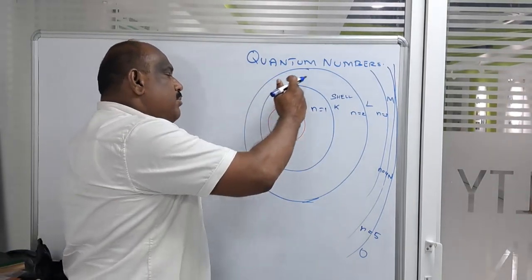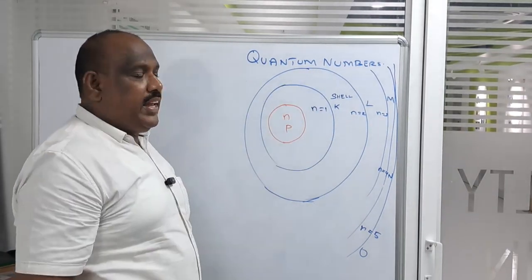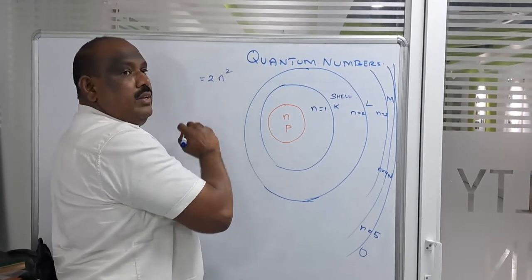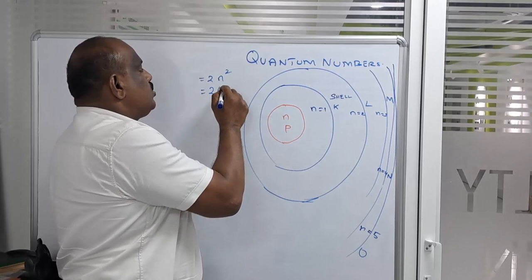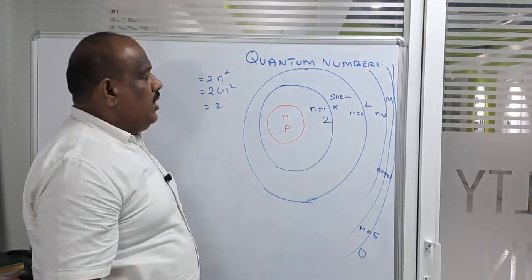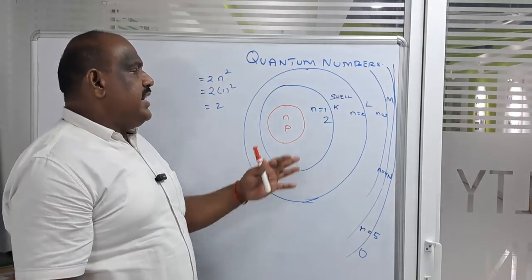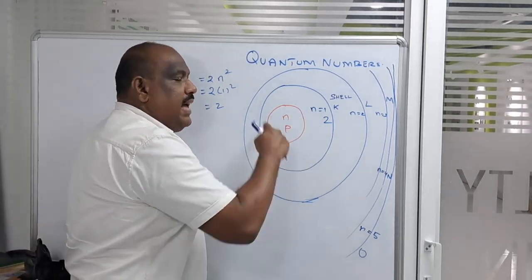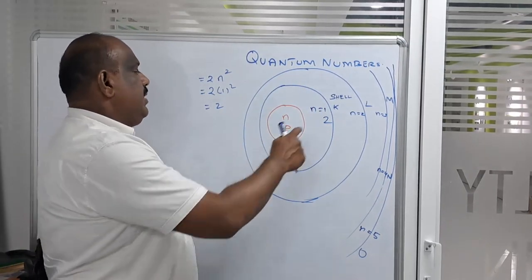Now, what is the maximum number of electrons in the K shell? The formula is 2n squared. Now n equals 1, so it is 2 into 1 squared. So the maximum number of electrons in the K shell is 2. This K shell is also called a major energy level. So 2 electrons can be there in the first shell, named the K shell.